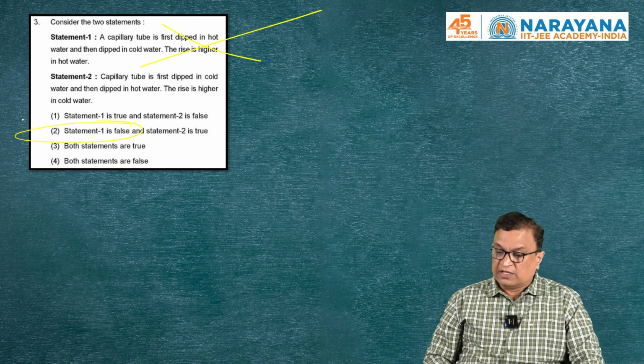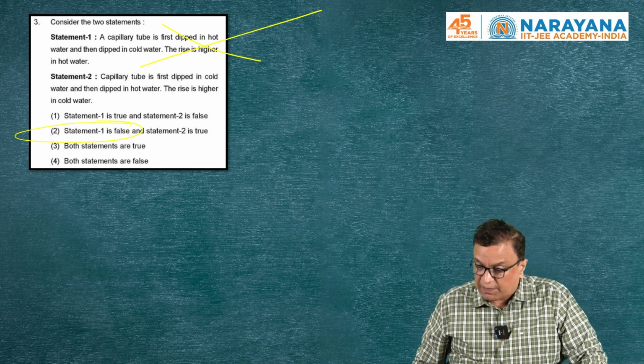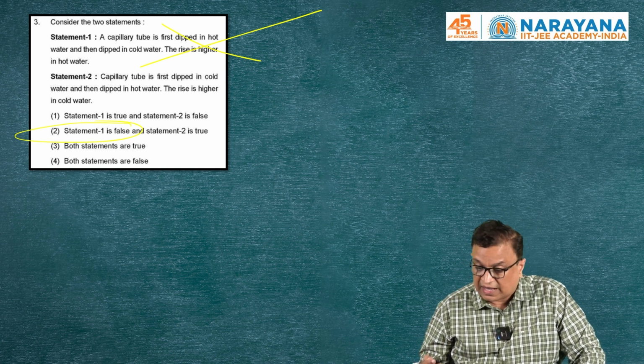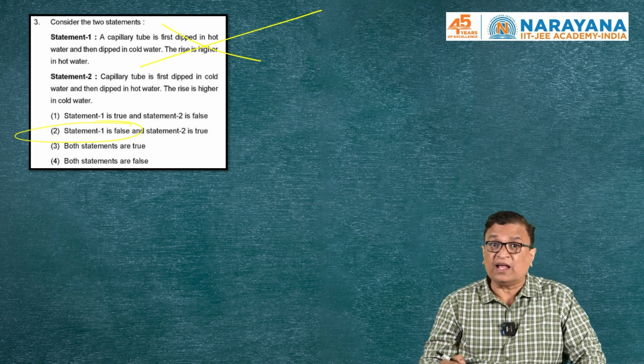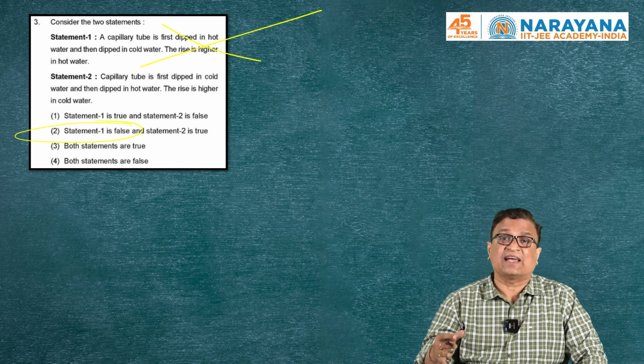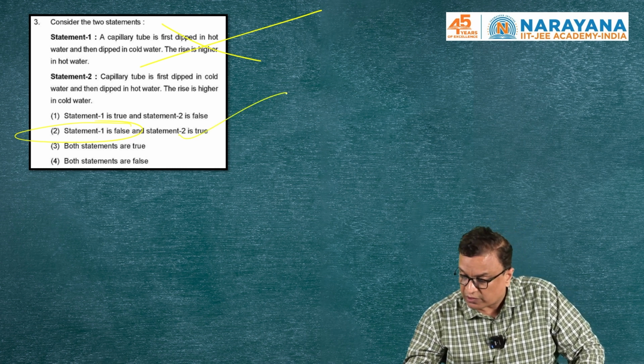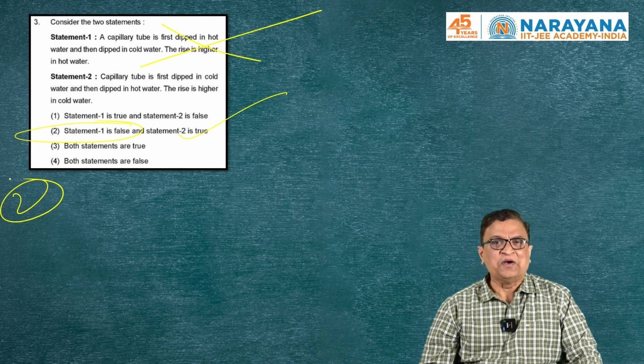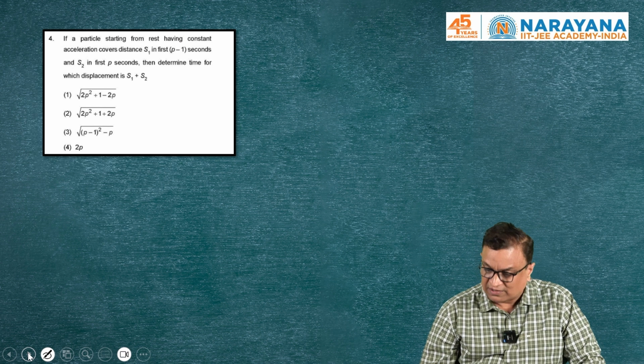Right. Let us see the second statement. Capillary tube is first dipped in cold water and then dipped in hot water. The rise is higher in cold water, absolutely correct. Relatively, surface tension is high in cold water. So therefore, statement 2 is correct, and my answer is 2. That's it. We'll go ahead to the next question.